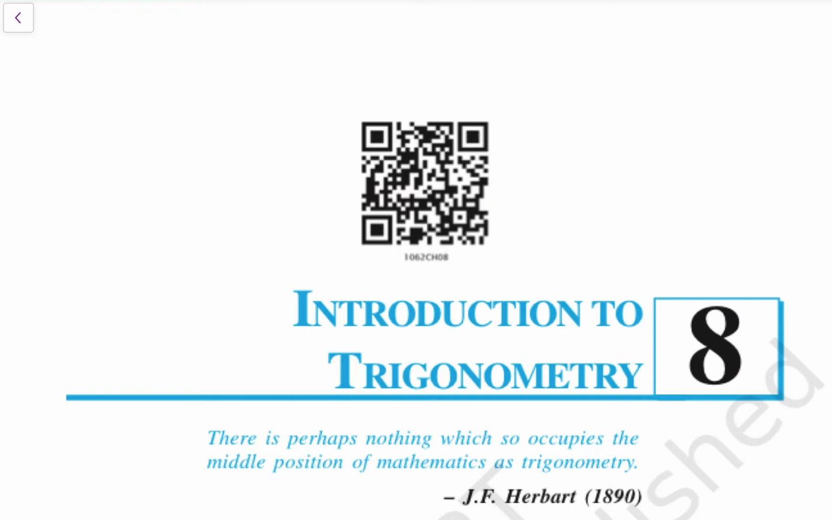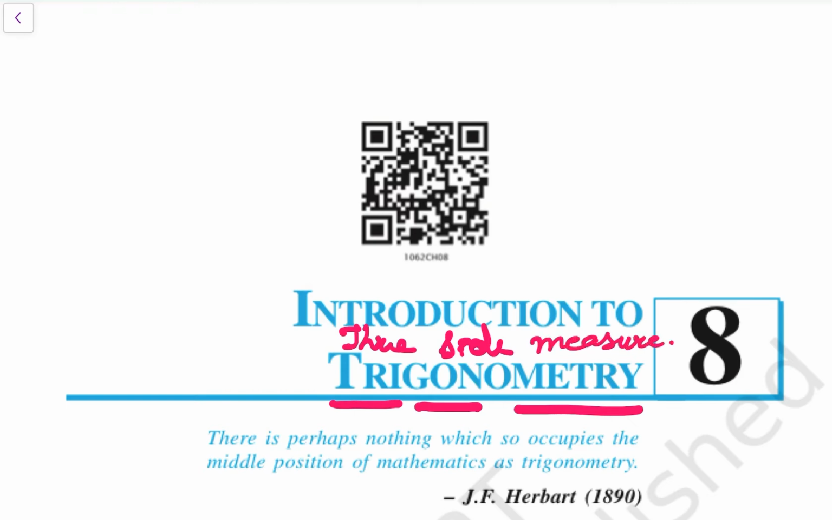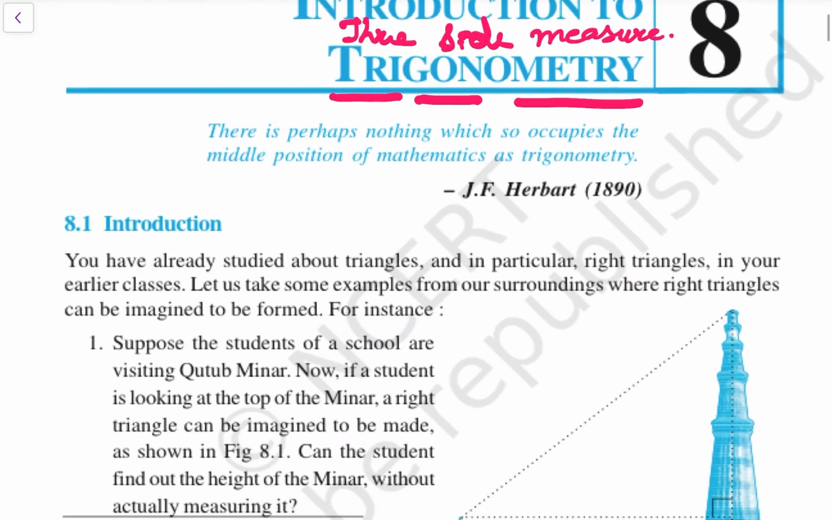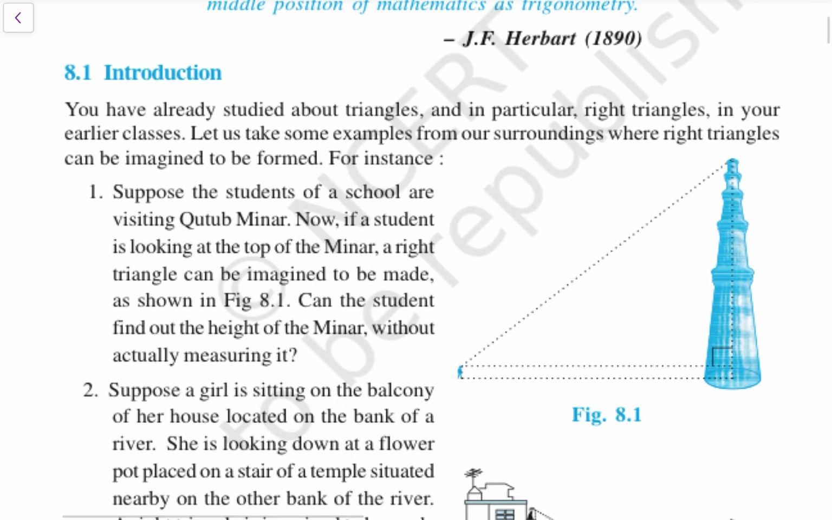ratios. First, let us understand the meaning of the word trigonometry. Trig means tri, which is 3, gon means side and metry means measure. So, measure of 3 sides means trigonometry. Now let us understand this basic concept through various practical examples first.